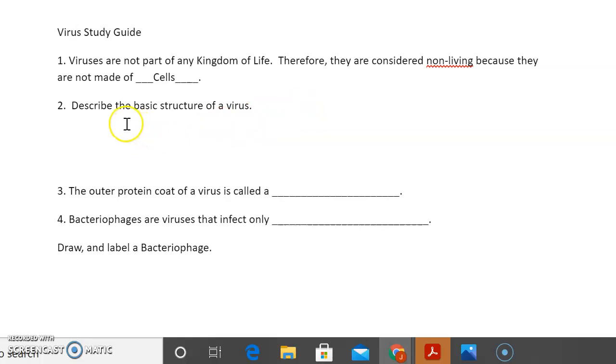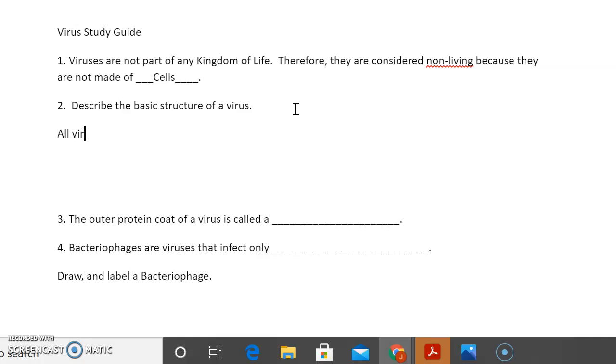Number 2 says describe the basic structure of a virus. Now, all viruses have genetic material, or nucleic acids, and that's going to be either DNA or RNA. Remember, they don't have both. If the virus has DNA, it's called a provirus. If a virus has RNA, it's called a retrovirus. The R's go together, RNA, retrovirus.